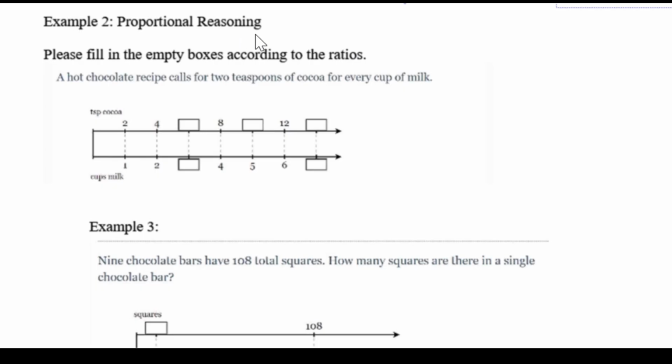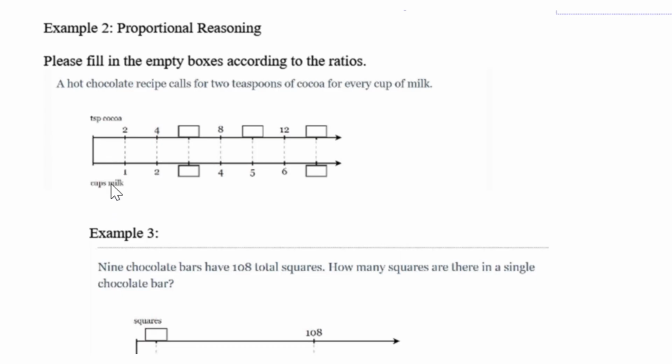Proportional reasoning is related to ratios. So please fill in the empty boxes according to the ratios. So the ratio is 1 cup milk to 2 teaspoon cocoa to make a hot chocolate recipe. So 1 cup milk, we add 2 spoon cocoa, and 2 cup milk, we double them, so will be 2 teaspoon cocoa.